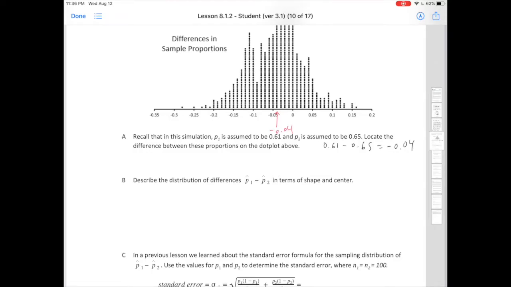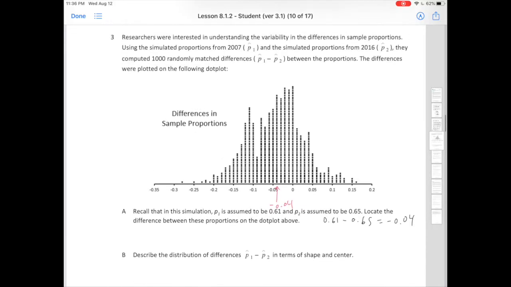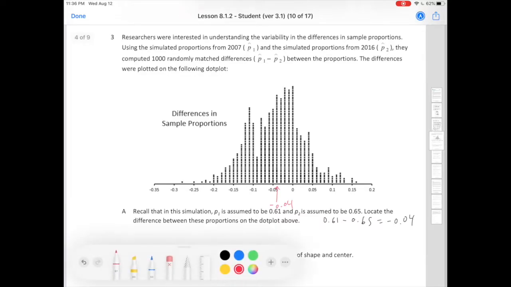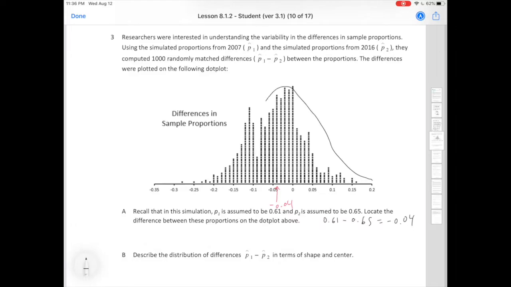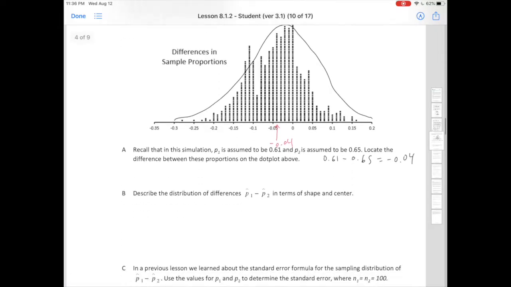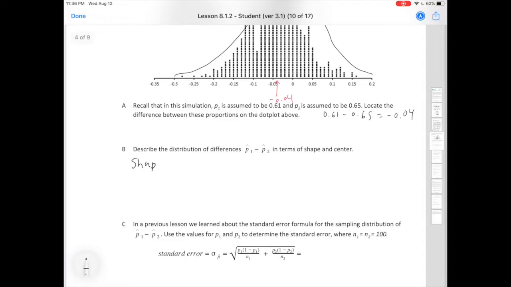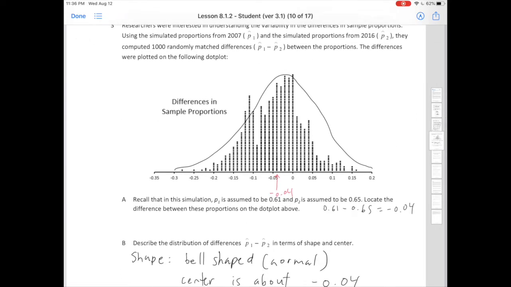Describe the distribution of differences, P1 hat minus P2 hat, in terms of shape and center. Well, this looks pretty normal to me. I'm hoping you guys agree. The shape is bell-shaped, or another word for that is normal. And the center is about negative 0.04, right? Would you guys agree with that? That number looks like it's pretty much in the middle of this.